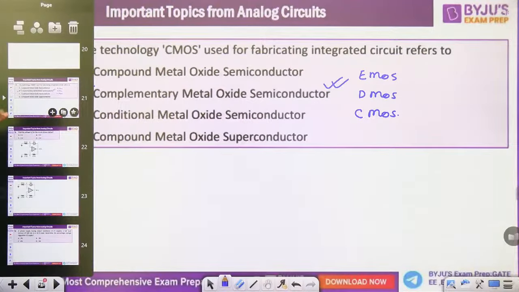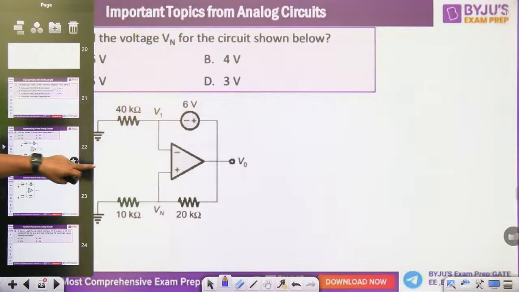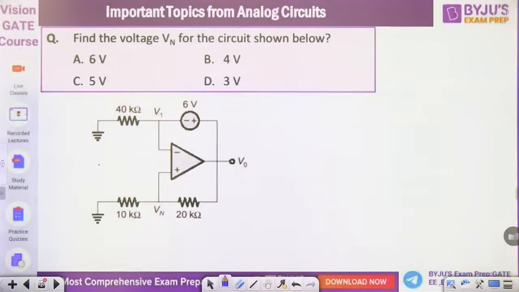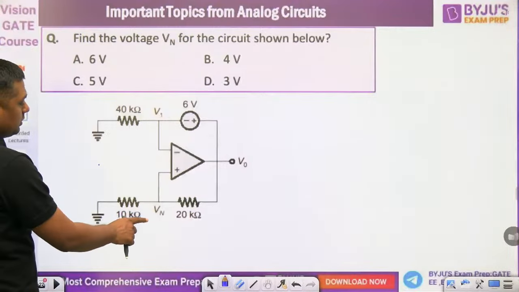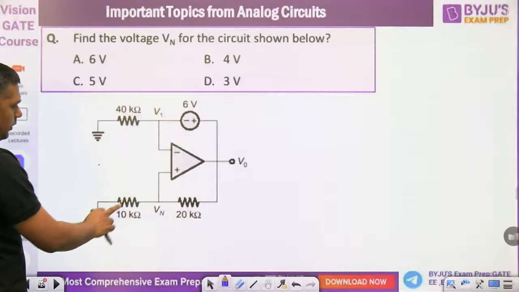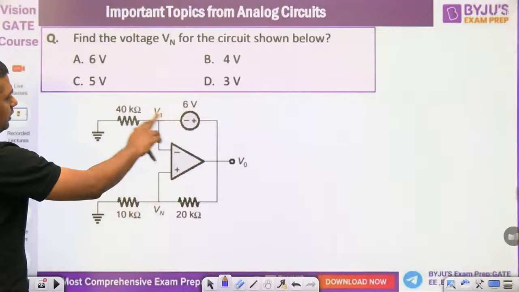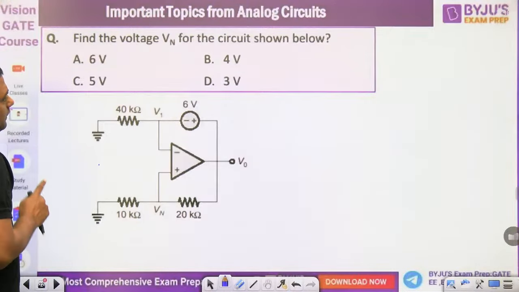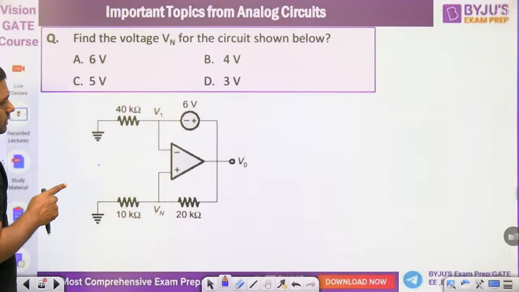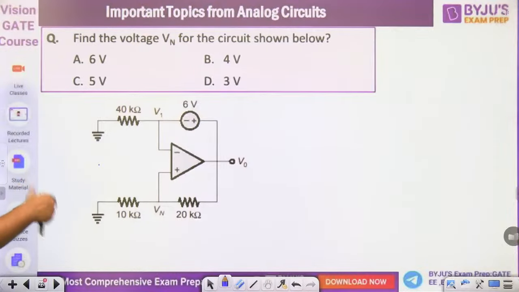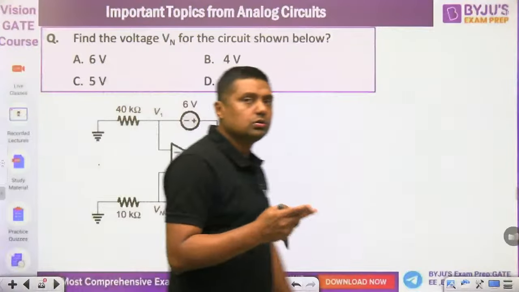Again, one question from operational amplifier. What is the answer for this? Find the voltage Vn for the circuit shown below. Where is the Vn? This is the Vn. Positive feedback is given. Negative feedback is given. If the negative feedback is dominant, then we can say the virtual short concept applies and Vn is equal to that value.